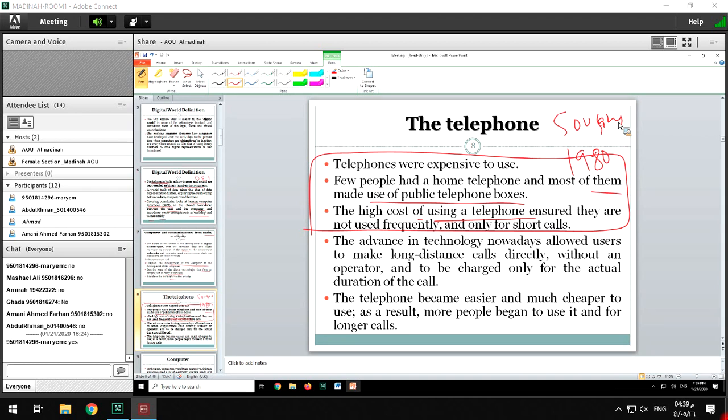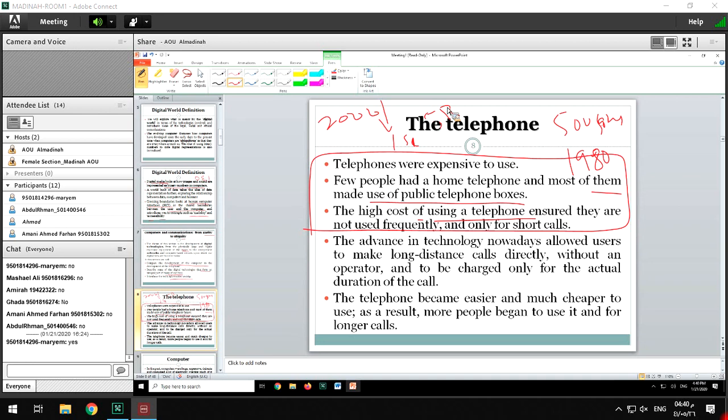Just to receive a call on this telephone, it was around 1 or 2 riyals. If we talk about the Saudi riyal in the year 2000, just to receive an incoming call. Now an incoming call is free, but at that time to receive a call it was, for example, 1 or 2 Saudi riyals, and to make a call it was about 4 or 5 Saudi riyals. So it was very expensive, very little in use.